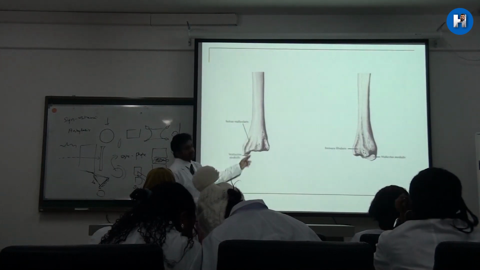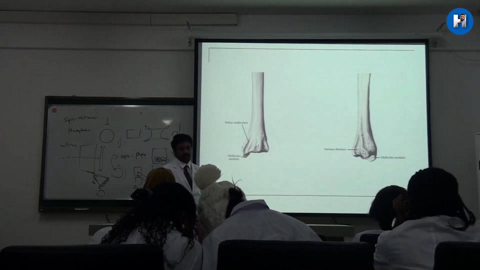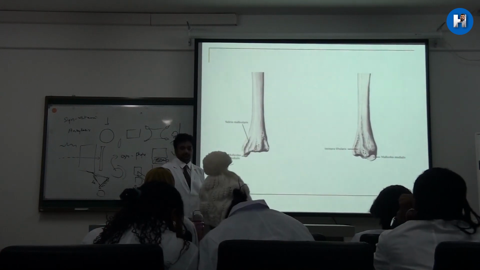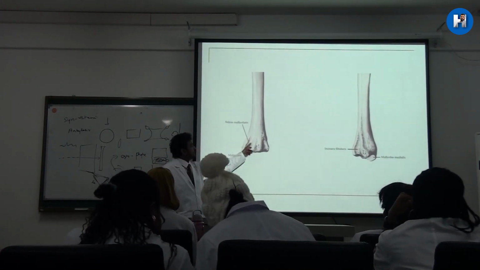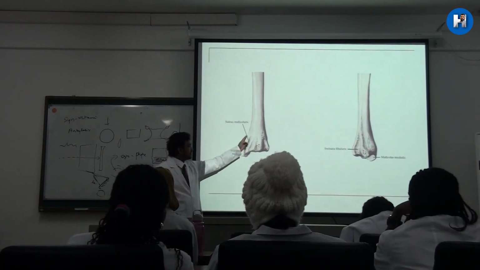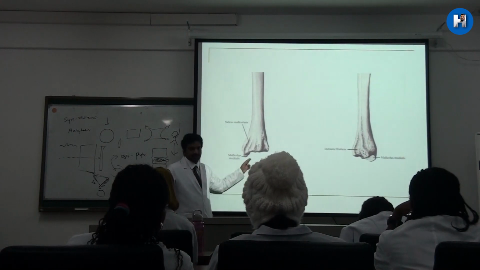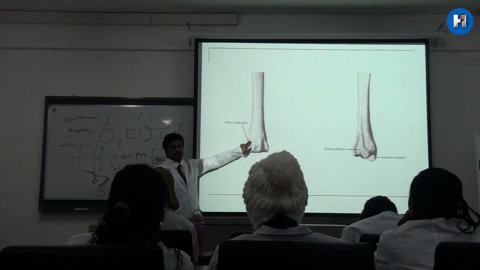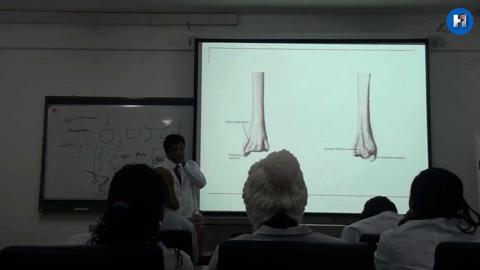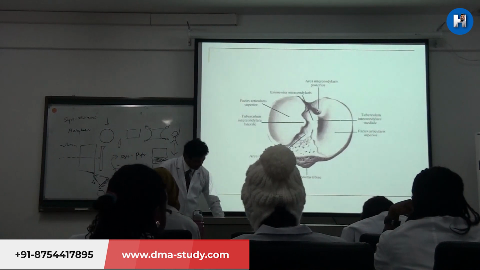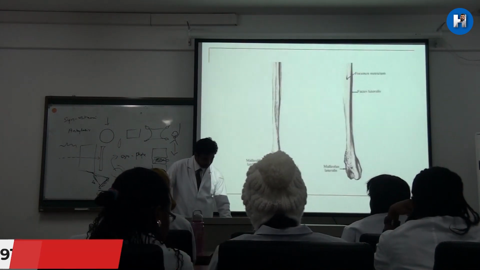If you see the posterior surface, there will be a sulcus, called sulcus malleolaris, the groove of malleolus, or we call it the notch of malleolus, which will lodge a tendon over here. Once it is closed by a ligament, this is called the malleolar canal. So what tendon will be lodged, we will check it out. Okay, this one you understood.